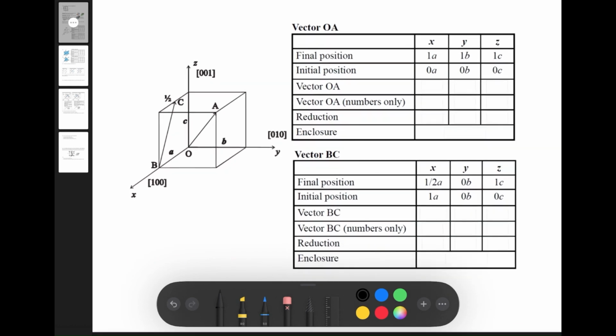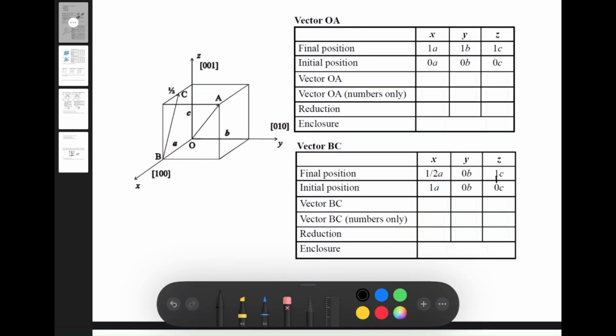Now let's look at some vector directions. You can see vector OA, where the final position is 1A, 1B, and 1C from 0A, 0B, 0C. Vector OA is just final minus initial, so it's 1A, 1B, and 1C. Let's remove the ABC, and we get 1, 1, 1. Reduction is basically trying to get all of these, if they are fractions, to whole numbers by multiplication. But since these are already whole numbers, it's just 1, 1, 1. So that's the vector OA.